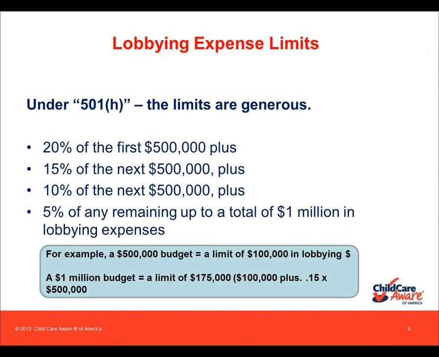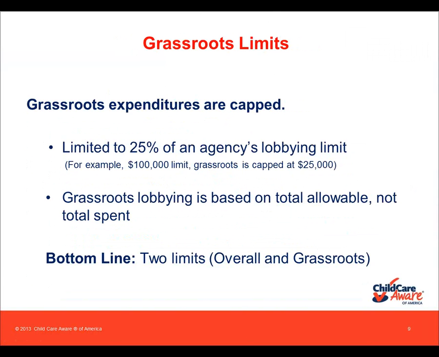And so if you have the formula down here, if you have a $1 million budget, let's just say you have a limit of $175,000 for lobbying. You can see in the parentheses, this is the $100,000 of that first lobbying plus that 15% times 500,000. So that's the formula you can use for the total amount you can spend on lobbying expenses.